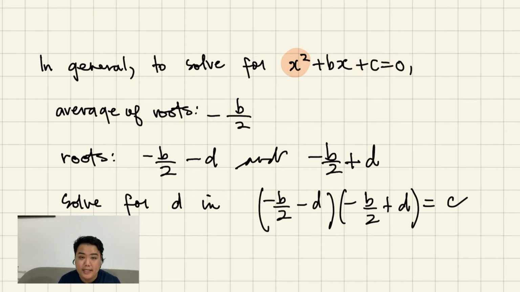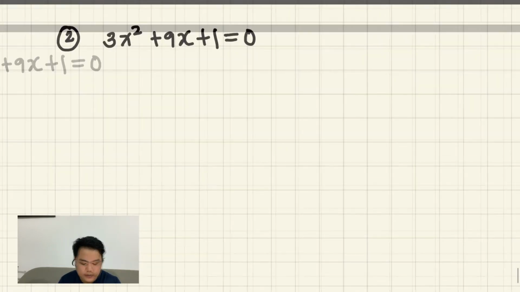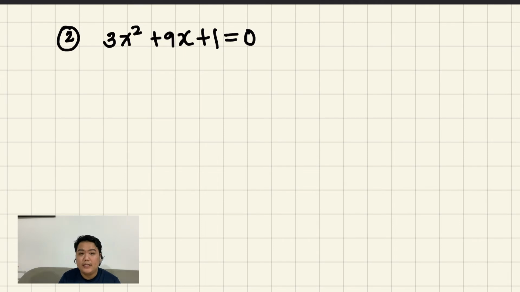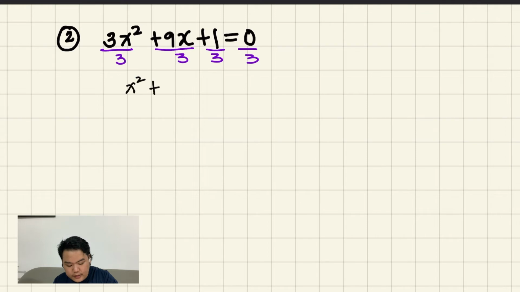Try natin i-apply yan dun sa next example natin. We have 3x squared plus 9x plus 1 equal to 0. And as you can observe, the coefficient of x squared is not 1. So, ang unang gagawin, kailangan 1 muna yung coefficient nito. So, divide everything by 3. So, magkakaroon tayo ng x squared plus 3x plus 1/3 equal to 0.